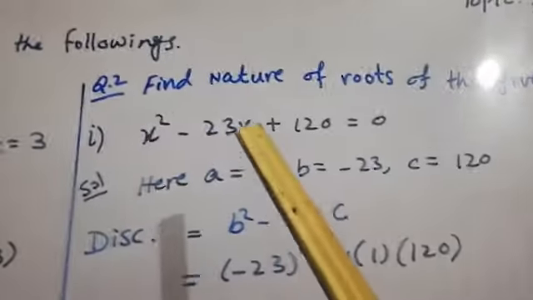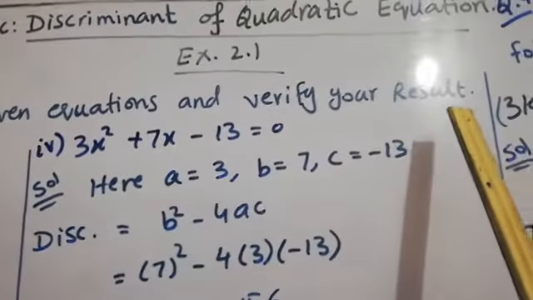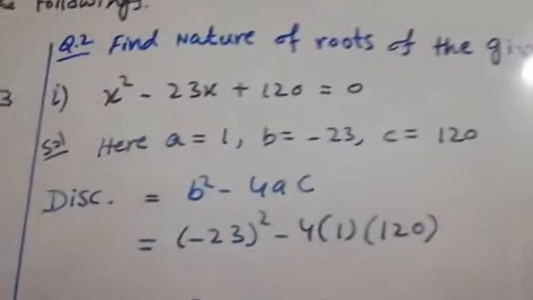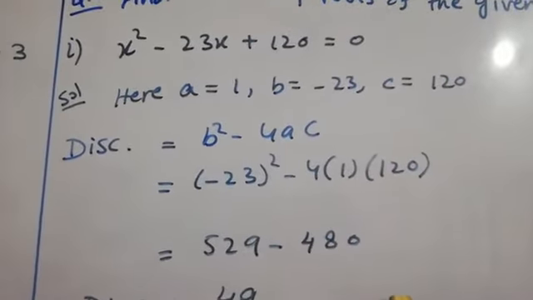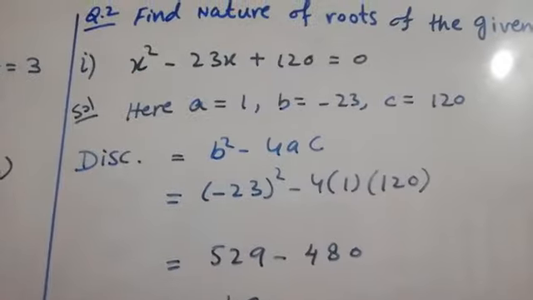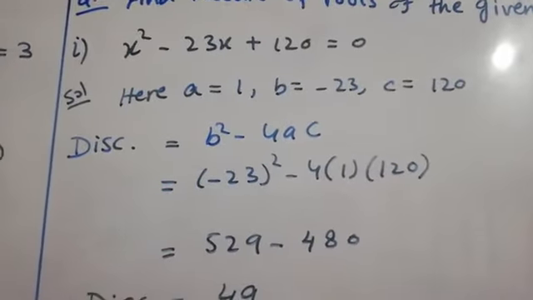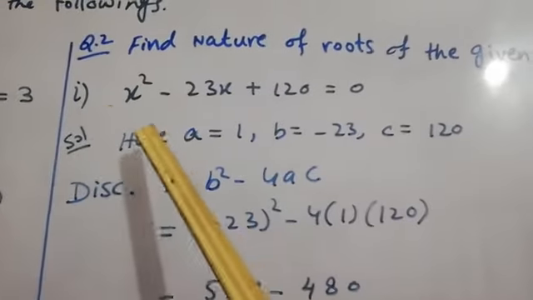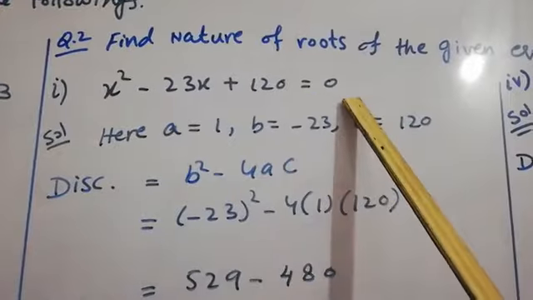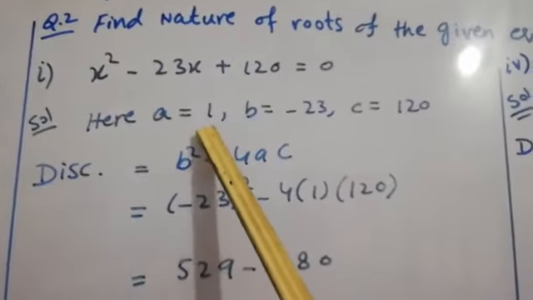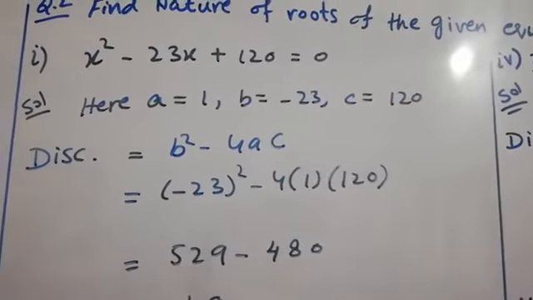In our question number 2, find the nature of roots of the given equation and verify your result. How can we verify? First of all, we will find the discriminant, then write the nature of the roots, and at the end we will put all the values in the quadratic formula and get the roots. First part is x square minus 23x plus 120 is equal to 0. Here a is equal to 1, b is equal to minus 23, c is equal to 120.